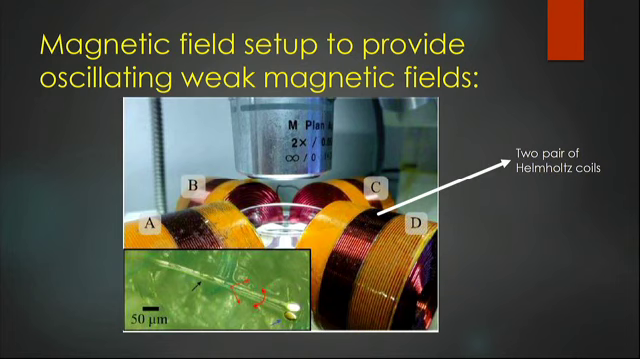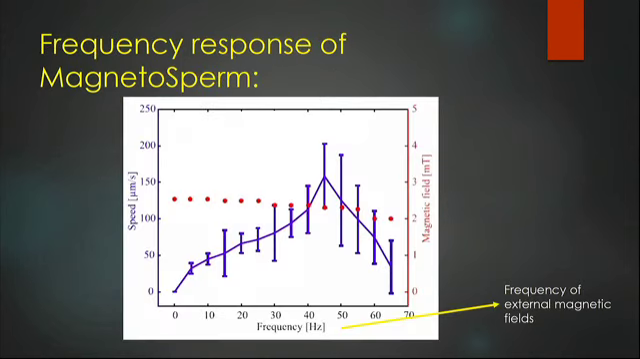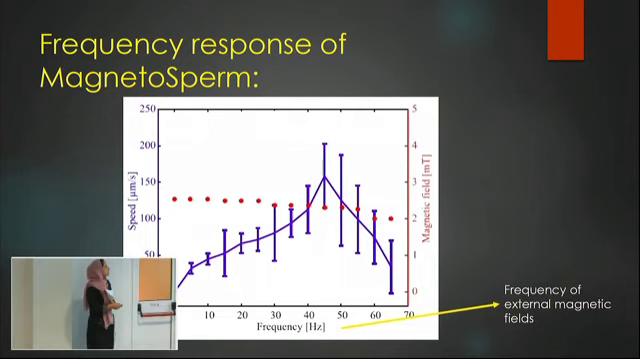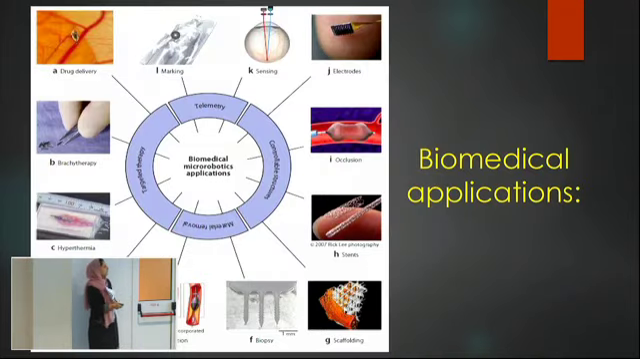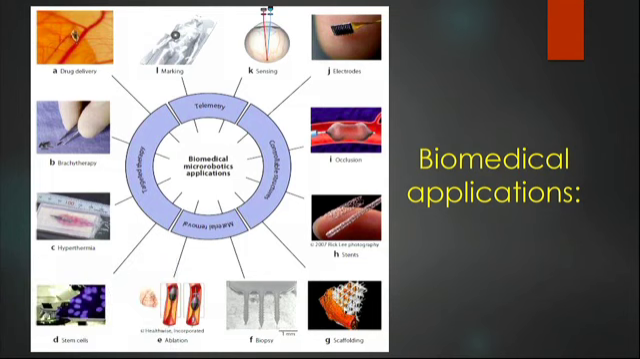We use 2 pairs of Helmholtz coils to produce oscillating weak magnetic fields to swim this magnetosperm, and detect the swimming by microscopy and a feature tracking algorithm. We measure the swimming speed of the microswimmers versus the frequency of the external magnetic field, and provide this diagram to study the physics of these microswimmers. We can use them effectively in biomedical applications. Thank you.